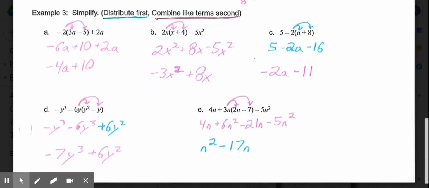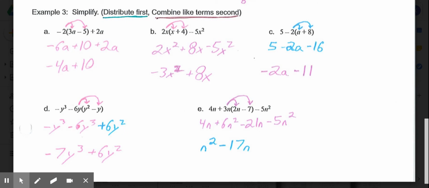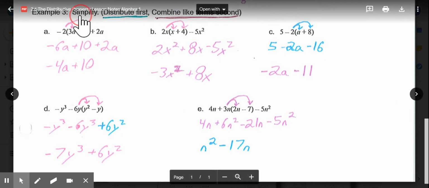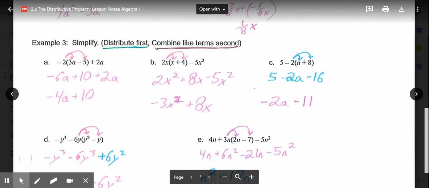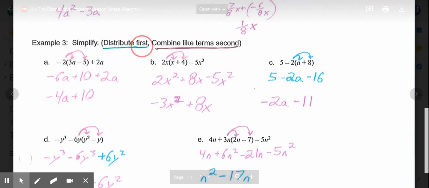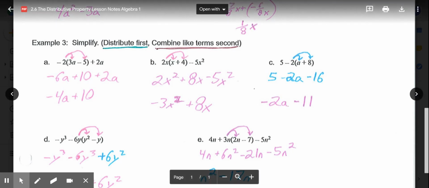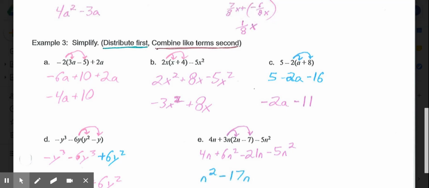Then our last examples, parts A, B, C, D, and E of example 3, ask us to simplify. When we simplify, we distribute first, and then we combine like terms. So the first thing you want to do is use the distributive property and then combine your like terms. And that is the process for simplifying.